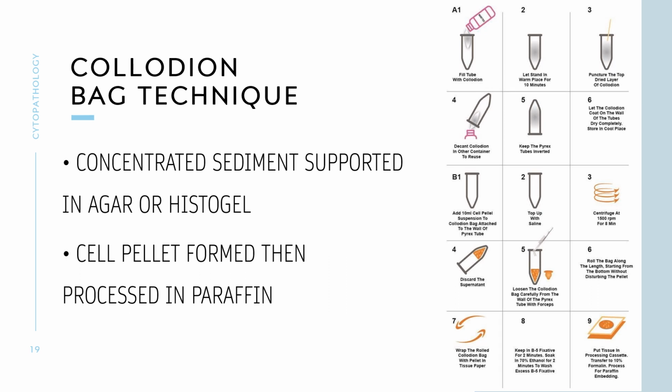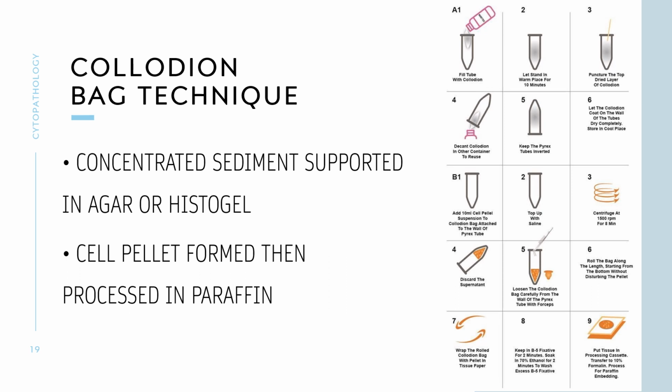Then centrifuge at 1500 RPM for 8 minutes. So you discard the supernatant and then you loosen the collodion bag carefully from the wall of the Pyrex tube with the forceps. So you roll the bag along the length starting from the bottom without disturbing the pellet. So you wrap the rolled collodion bag with the pellet in a tissue paper.